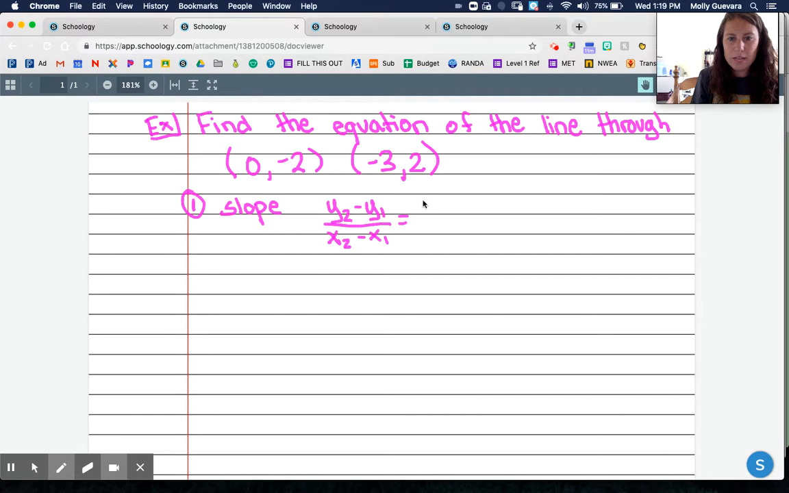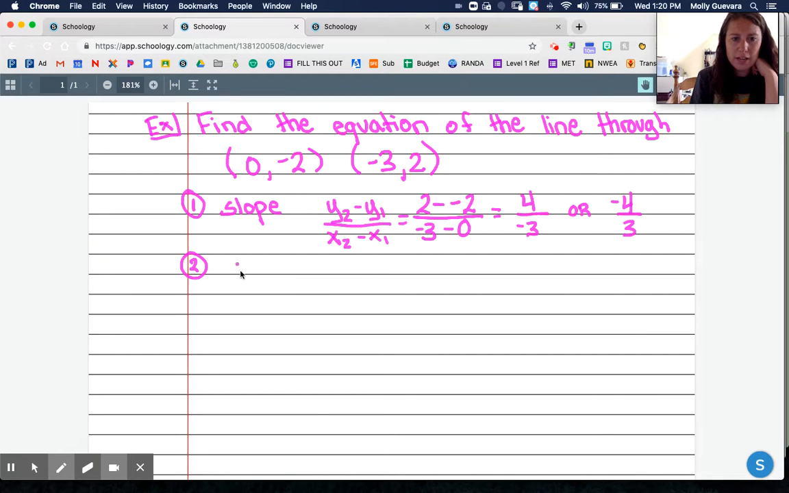My second y is 2, so I have 2 minus my first y, which is -2, so I get a double negative, and that's okay. My second x is -3, minus my first x, which is 0. So with this double negative, I have 2 plus 2, which is 4, and -3 minus 0 is -3. I always have a personal preference of putting the negative on top, but it does not matter. These two things are exactly the same. So I found my slope.